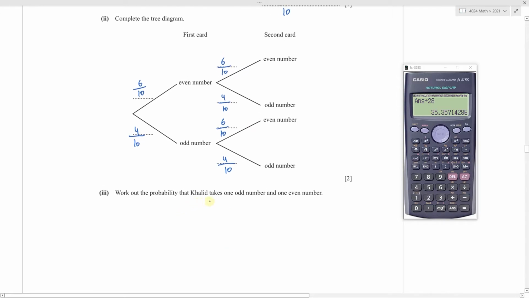Work out the probability that Khalid takes one odd and one even number. So your probability that you have one odd and one even number.